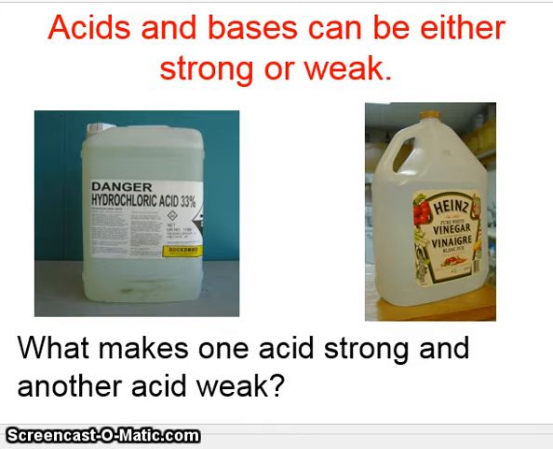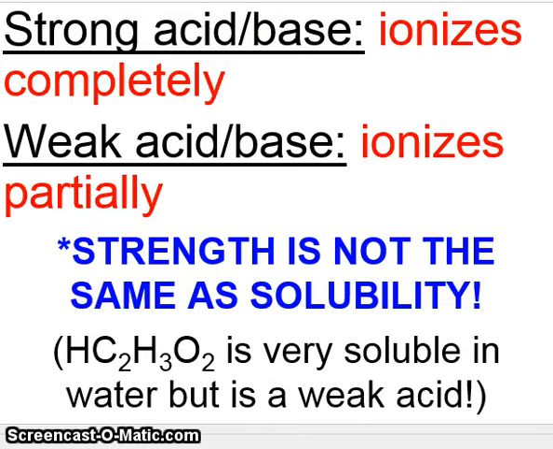And here is the definition of a strong acid versus a weak acid. A strong acid ionizes completely. This means that the acid completely breaks apart into ions. We'll see a picture of this in a minute. So just hold on to this definition, ionizes completely, whereas a weak acid ionizes only partially. Now, here a statement, strength is not the same as solubility. We talked about chemicals being very soluble. If a chemical is soluble and it's an acid, it does not mean automatically that it will be strong.